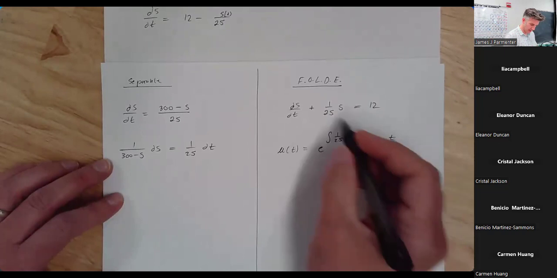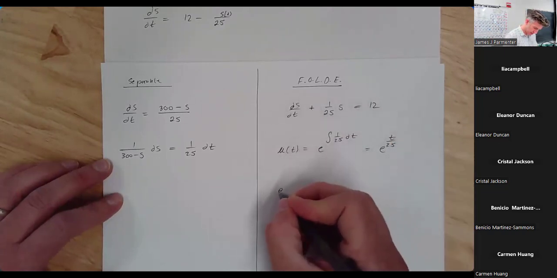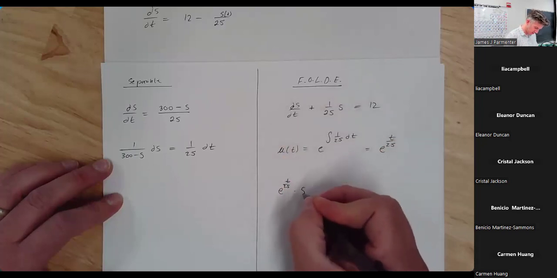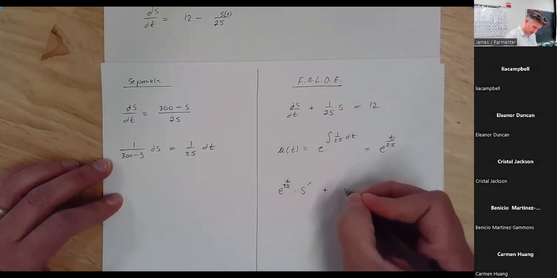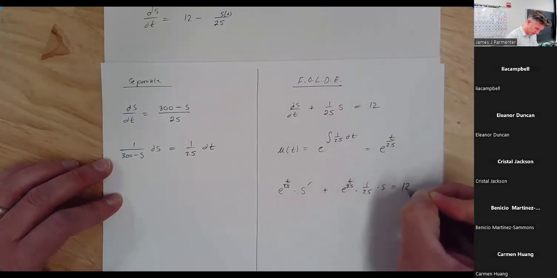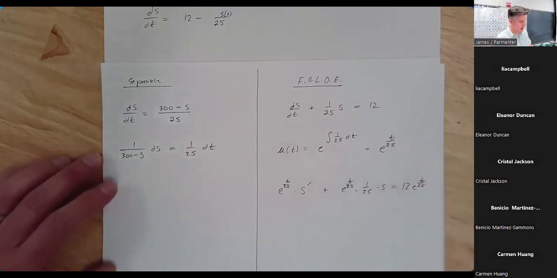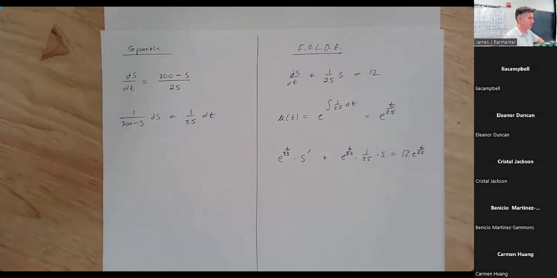So we're going to multiply everything in our equation by our integrating factor. So we have e to the t over 25. You might choose to rewrite dS/dt as S prime at this point. So e to the t over 25 times S prime plus e to the t over 25 times 1 over 25 times S equal to 12 e to the t over 25. All right, if you're doing it this way, the next step should not require any thought. Don't think about this next step, just do it.